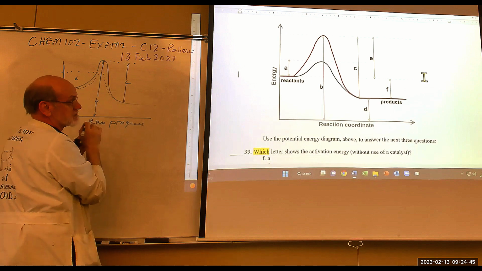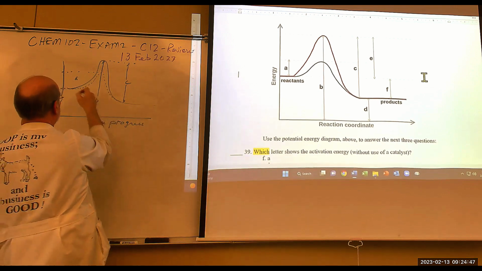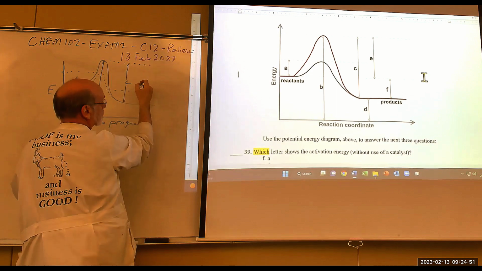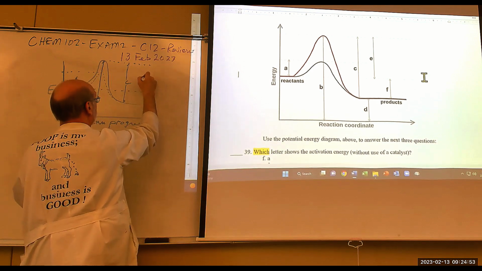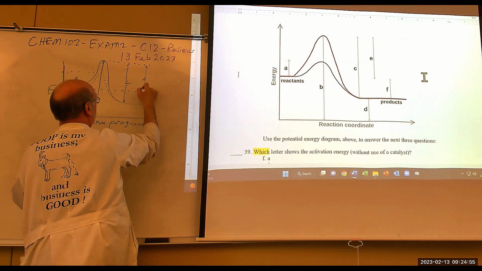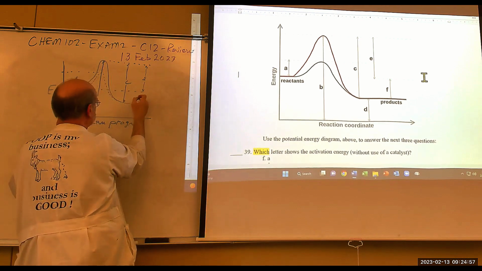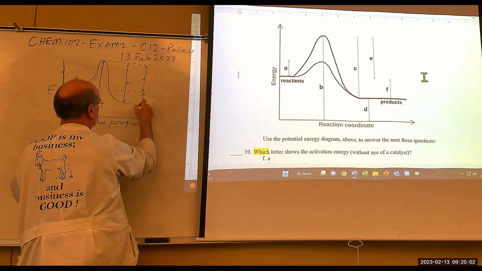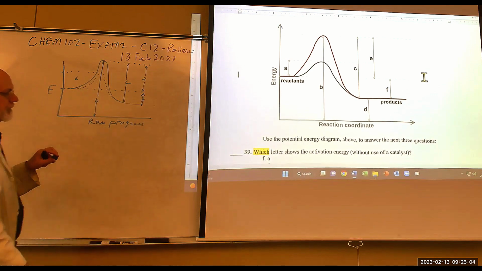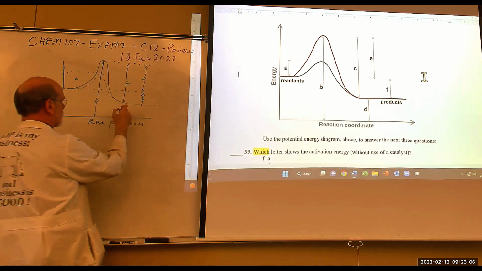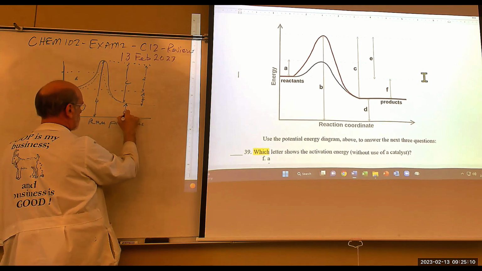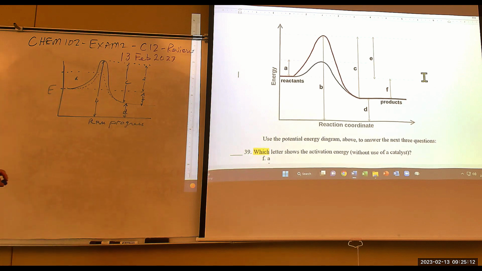This is C. And if we go from here to here, this is E. And then this is F. There. Oh, D, forgot D. D is from here to here. Okay.